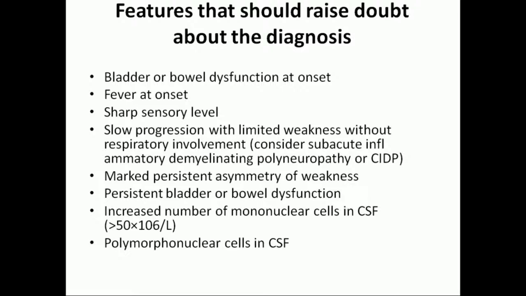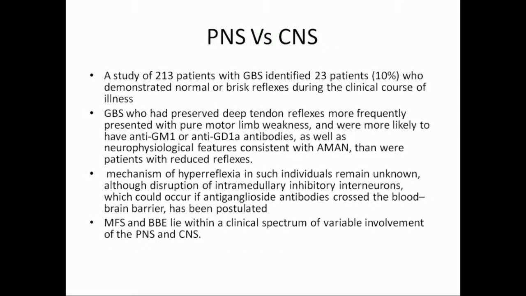Marked persistent asymmetry of weakness, okay, so it may be any virus which affects the anterior horn cell, like poliovirus or non-polio enterovirus. Persistent bladder or bowel dysfunction, which occurs in case of spinal cord involvement, or if CSF has more than 50 cells, then there may be some viral affection, or polymorphonuclear cells in CSF. So if these things are present, the antenna should be raised, and it may have other differential diagnoses.